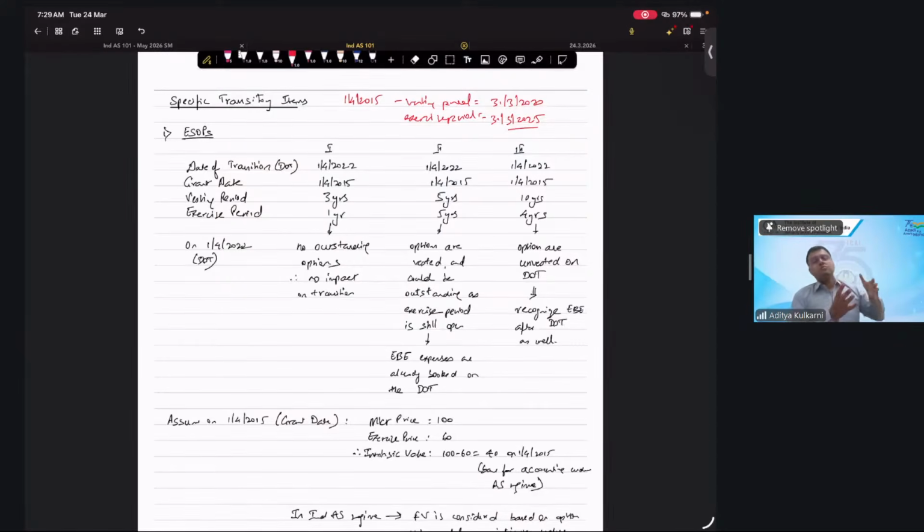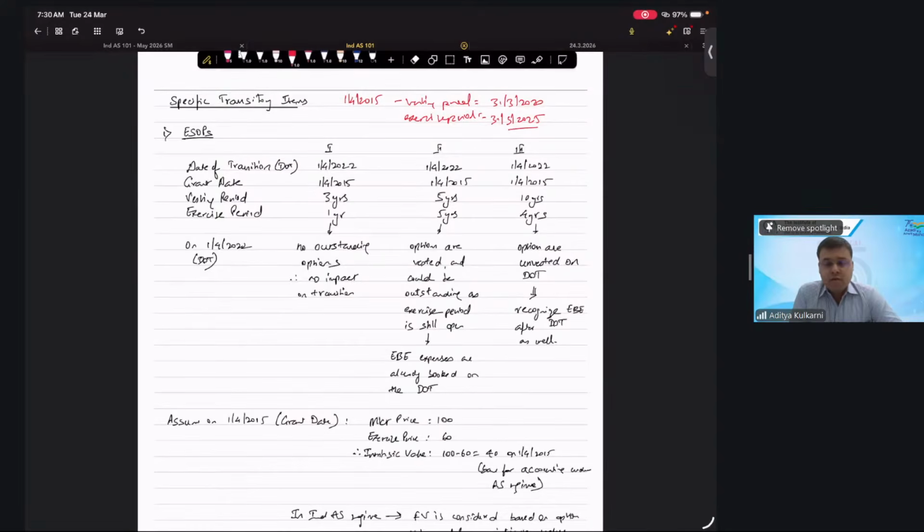Yes. So now the standard takes a slightly lenient position here. What is that lenient position? The standard says that, look, since all the expenses are already booked before the date of transition, you need not make any further changes. That means whatever expenses you have already booked, you will not modify, add or reduce the expenses to match with the fair value of the option. Are you able to follow?